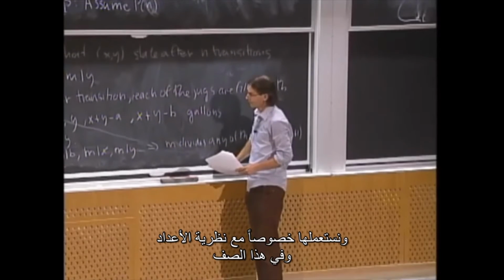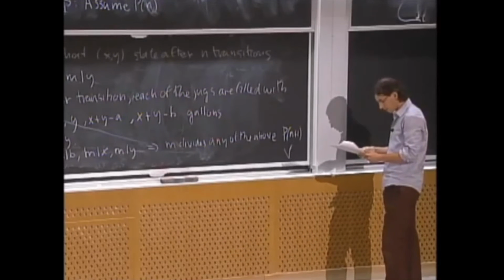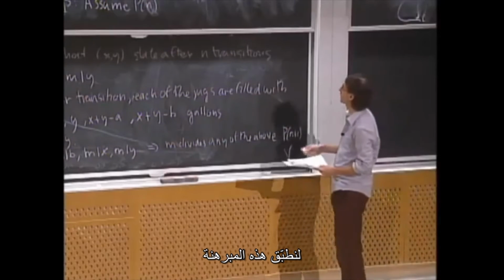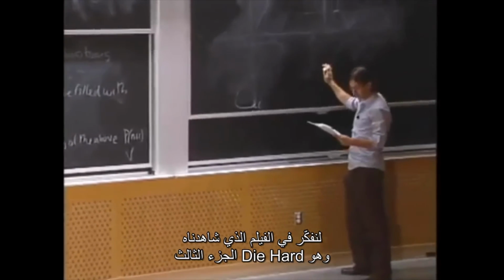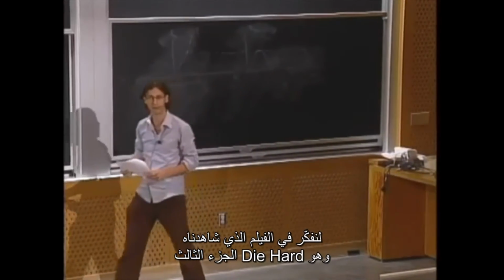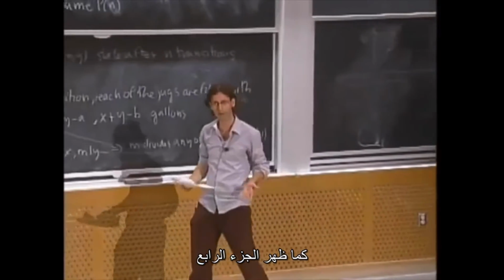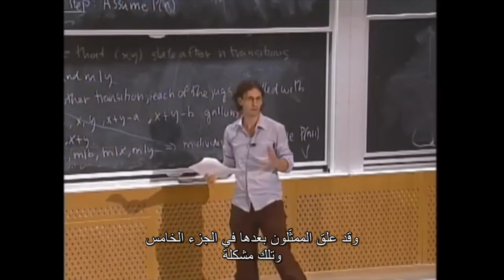Especially in number theory, we'll also use it, especially in this class. Okay, so let's apply this theorem. Let's think about this movie that we saw, Die Hard number 3. Die Hard number 4 came out. And then the cast got stuck in Die Hard number 5.